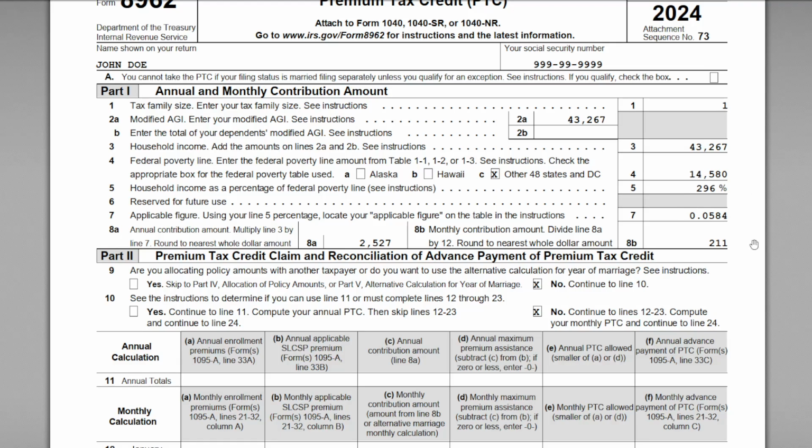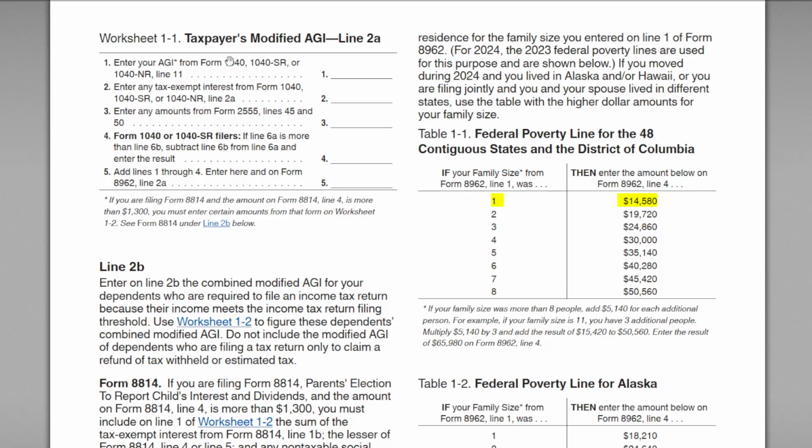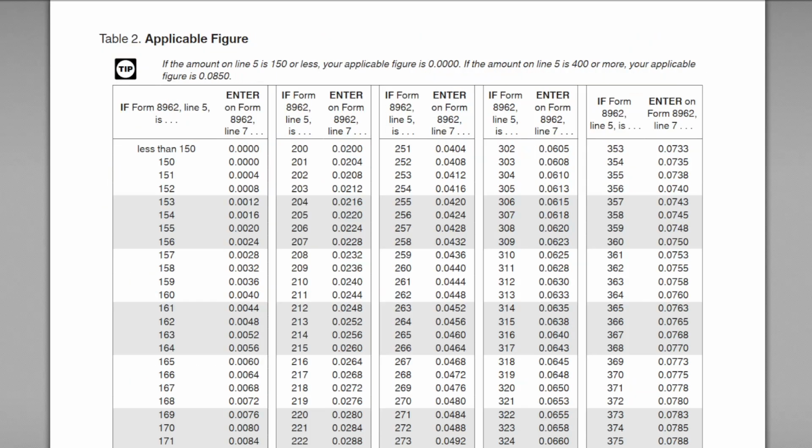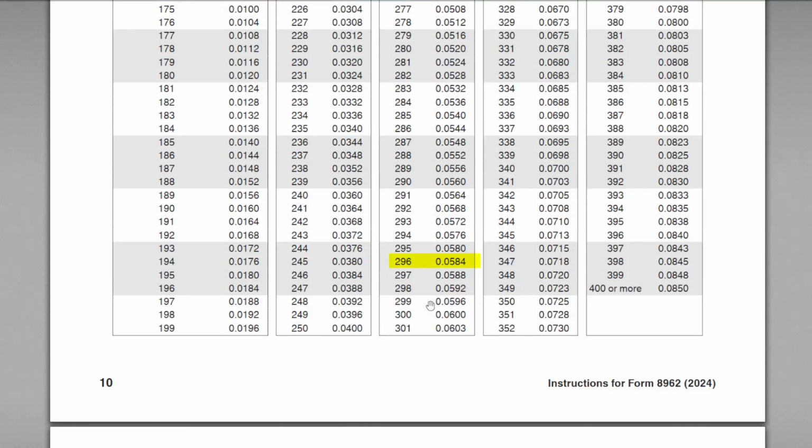Now, this figure is important for a couple of reasons. One, we need to look up the applicable figure where we calculate the annual contribution amount. And this percentage is also relevant when we talk about repayment limitations, and we'll get to that at the end of the form. So once you have the 296% figure, you go back to the 8962 instructions, and there is a table within the instructions where we pull the applicable figure. So look up the percentage that you calculated. We had 296%, and you can see again, I've highlighted it here just to make it easier.